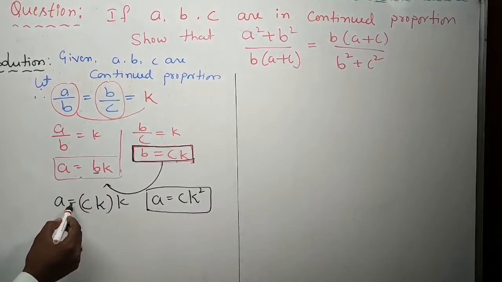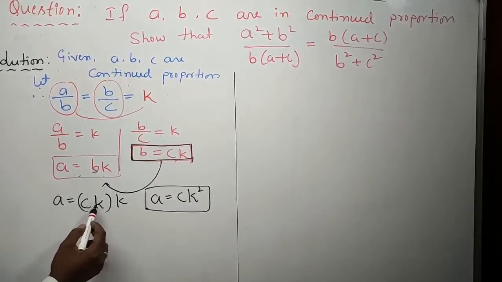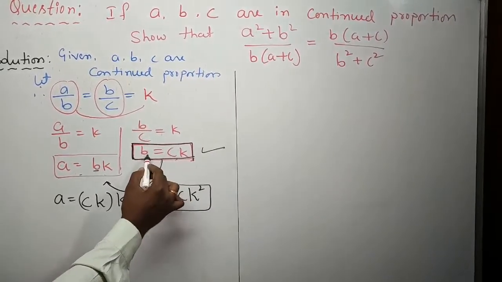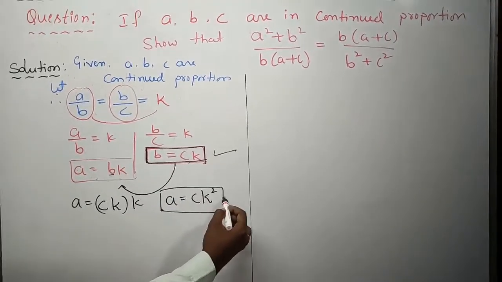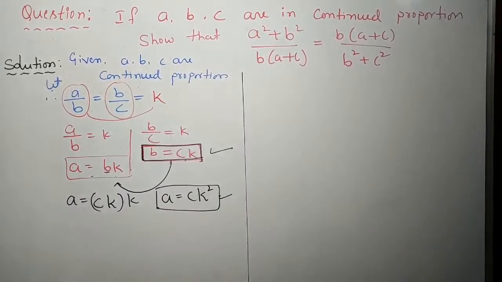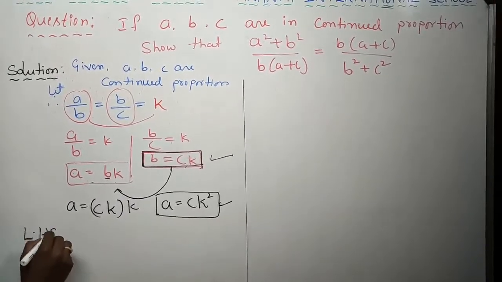Then what happened? a is equal to, in the place of b, I substituted ck. k as it is, multiplication c into k, ck². Finally, we should use it: in the place of b, ck; in the place of a, ck², children. Now, coming to the given condition, I will substitute on the left hand side. I will take, children, the left hand side.